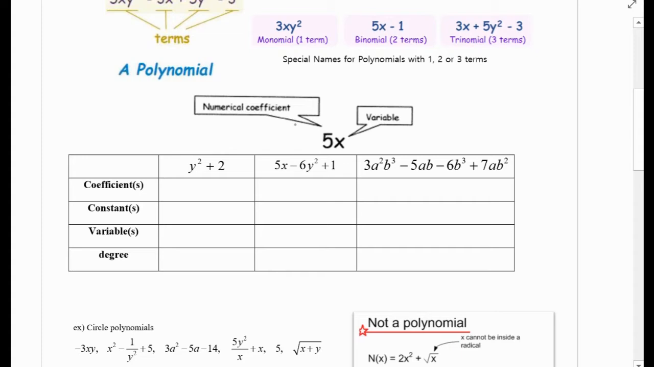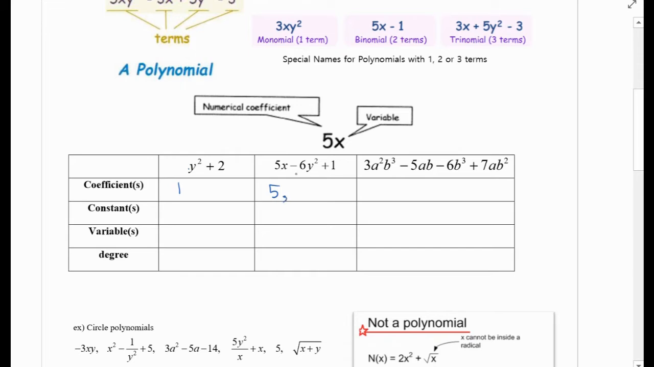And coefficient. Coefficient is a number in front of a variable. Here, we don't have any number in front of a variable. But what number is hiding here? There is a hidden 1. So the coefficient of y squared is 1. Alright? 2 is not in front of a variable, so 2 is not a coefficient. Look at this one. 5 is in front of x, so 5 is a coefficient.